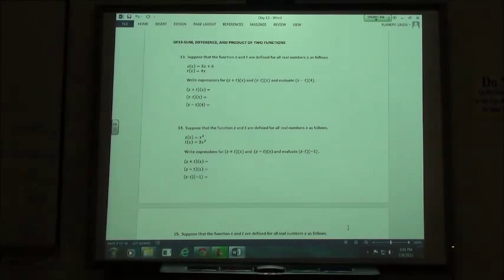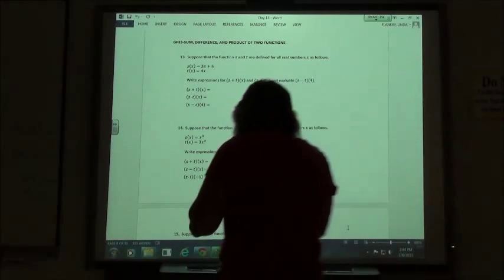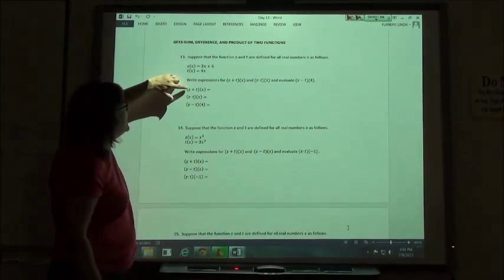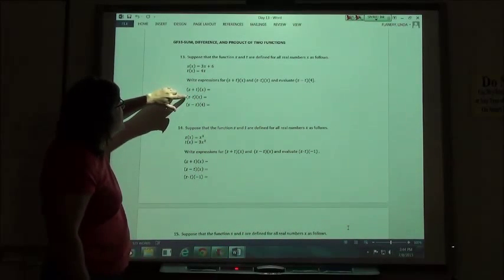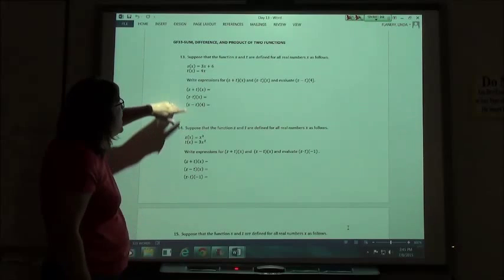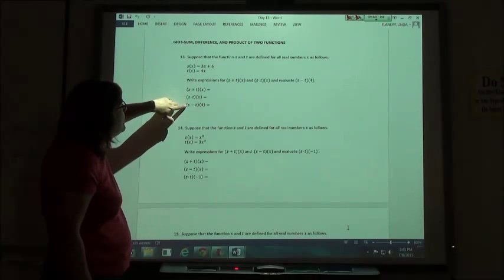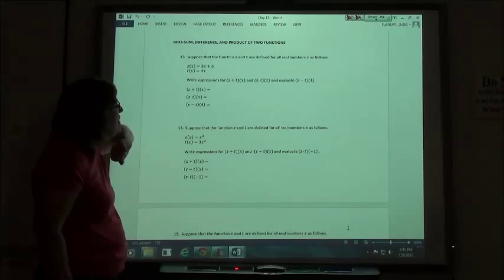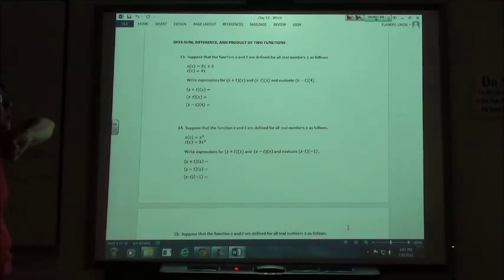So 13, 14, 15, doing the sum, difference, and product of two functions. Here, s plus t, I'm adding my functions. Here, s times t, I'm going to multiply them. Here, s minus t, I'm going to subtract them. And I'm going to evaluate it at x equals 4, which we'll get to.